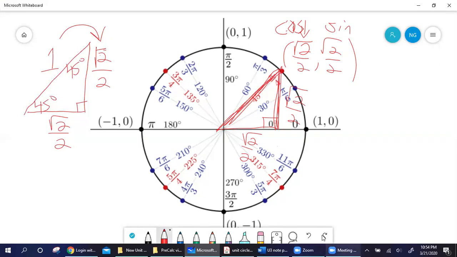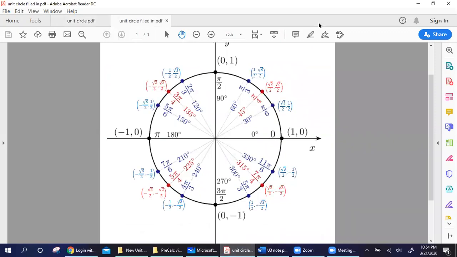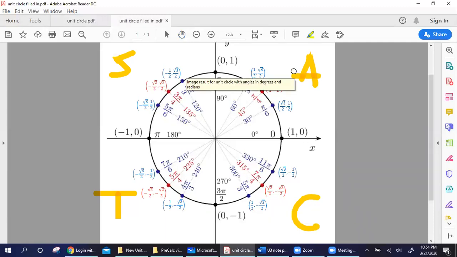Now, if you look at the filled in unit circle, basically those points are going to be the same all the way around. The only thing that's going to change is the quadrant that I'm in is going to change who's positive and who's negative. A few ways to think of this. Think of them as either X and Y, or think of them as all students take calculus.